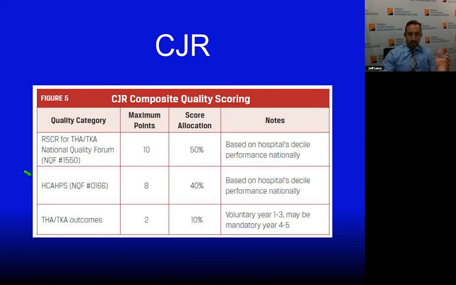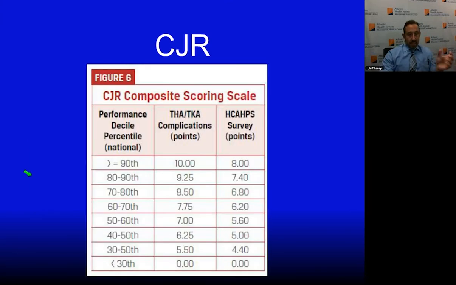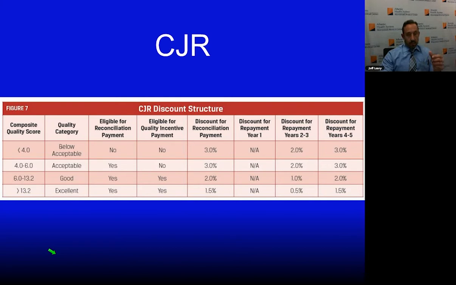The patients do surveys pre and post-op at various points in the recovery, and those scoring systems play into the final score as well. And what you're going to see here is that it's based on a composite between the complications, the patient satisfaction, and depending what percentile you end up in, you end up getting a certain amount of points for each of those based on your national percentile. You then take that score and you look at what your total score is, as you see here, and you get a rating. Is it acceptable, below acceptable, good, or excellent?